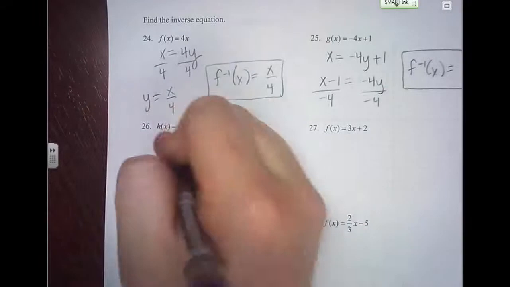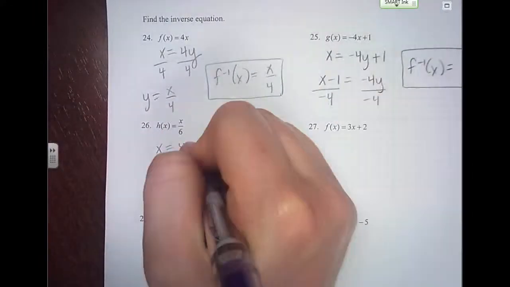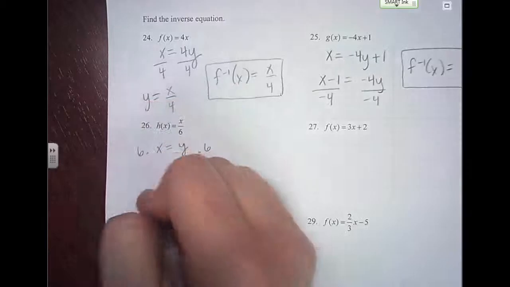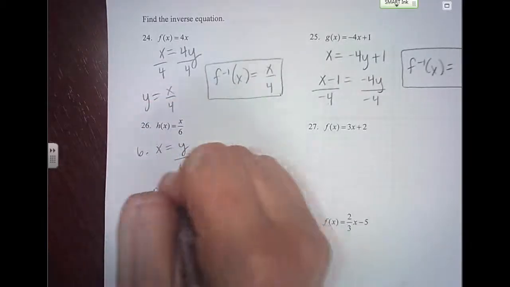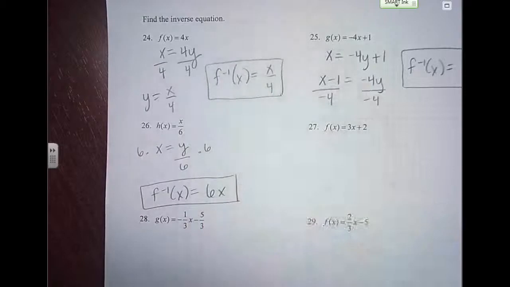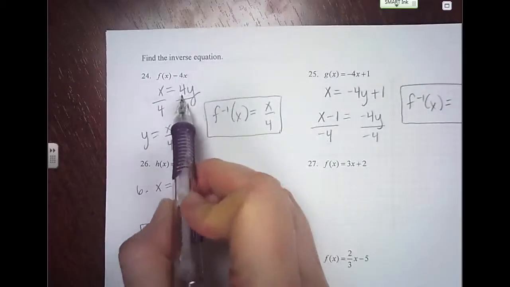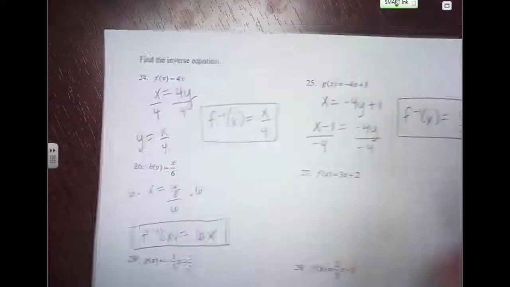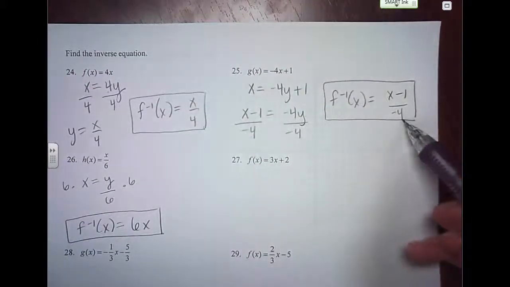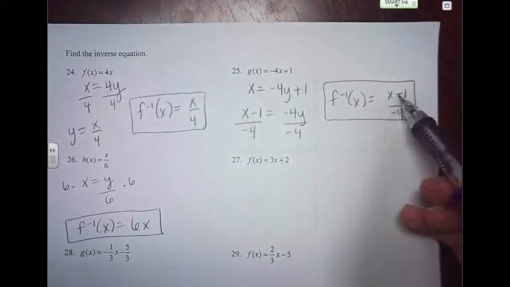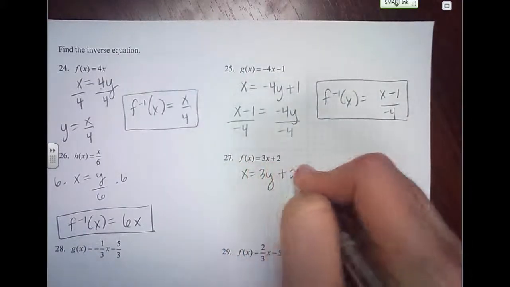26, switch x and y, so x equals y over 6. Solve for y. So multiply both sides by 6. So f inverse of x equals 6x. Remember, you're doing inverse, so it should always be opposite. This was being multiplied, sorry, this one, 4 times y, so then I should be doing division. Over here, the negative 4 is being multiplied, so in the end it's being divided. This is being added, this is being subtracted. So it's always the opposite because you're doing the inverse.